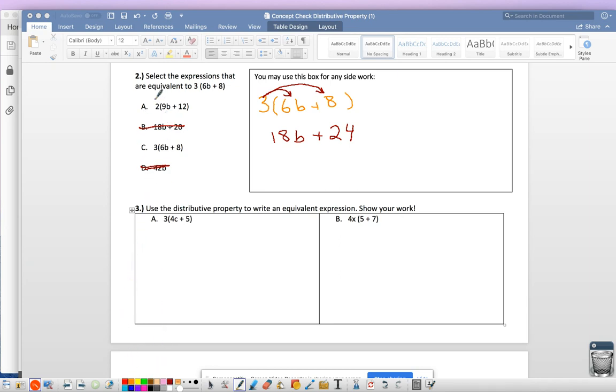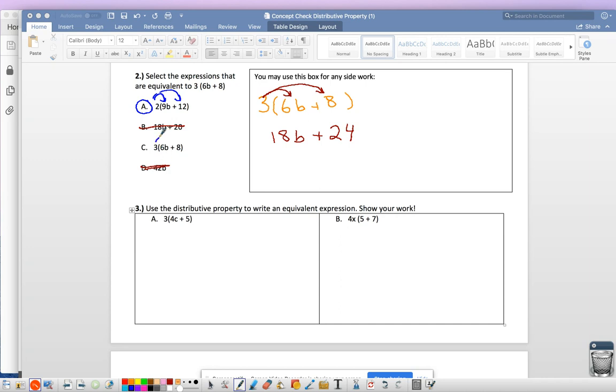So remember, what we have to do is draw our arrows. So what we have to see is first 2 times 9b. If we multiply 2 times 9b, that gives us 18b. So that matches that first part. And then if we multiply 2 times 12, that gives us 24. So we know that A works because it matches both the 18b and the 24.